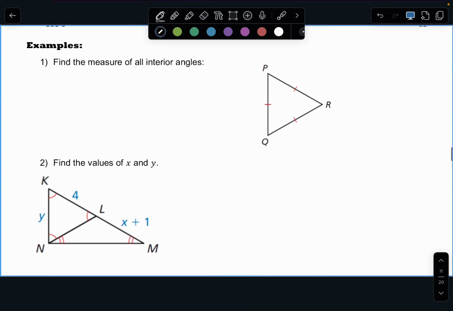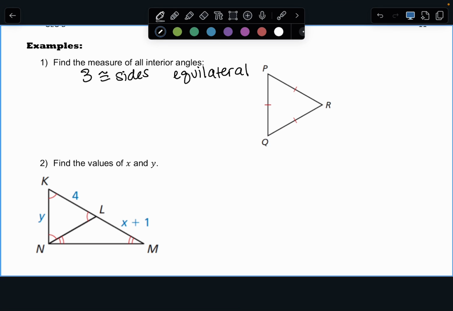So, let's do an example using that one. What type of triangle is this if I have three congruent sides? Yeah, so three congruent sides means it's equilateral. And if I have three congruent sides, how many congruent angles do I have? Three. Three congruent angles, which means it's equiangular, if you remember that word.